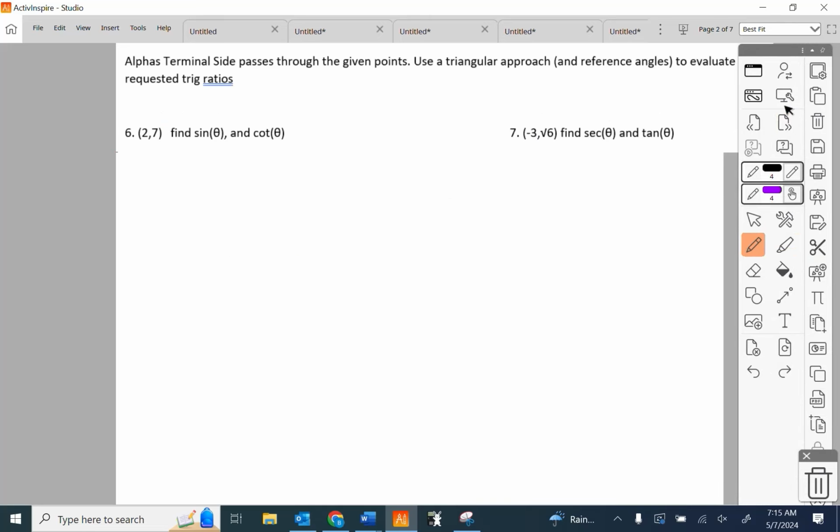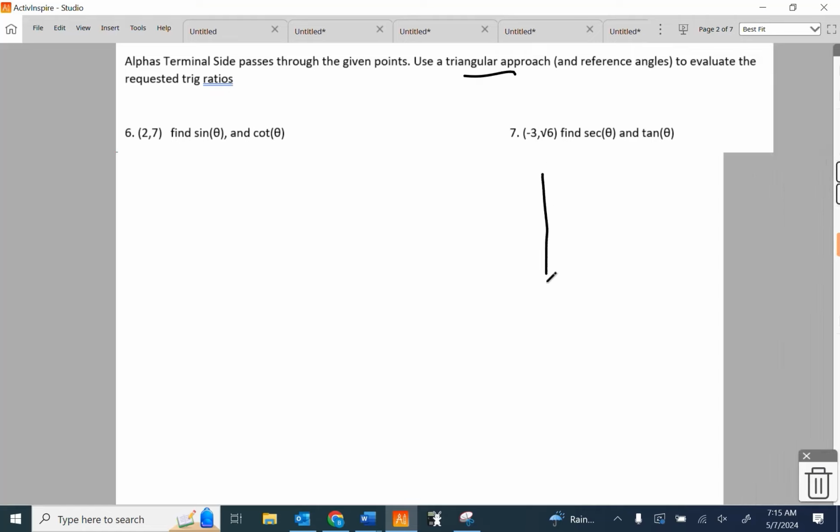Let's see, alpha's terminal side passes through the given points. Use a triangular approach and reference angles to evaluate the given trig ratios. So I want the triangular approach here. This is going to go left and up. I'm finding secant and tangent, and I'm in quadrant 2 because I'm going left and up. So my answers will be negative.